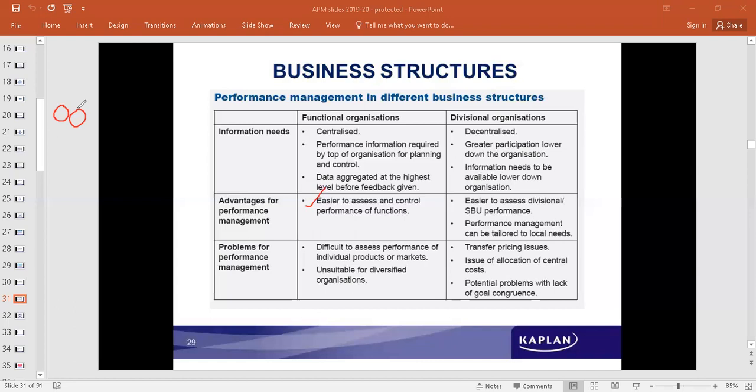What is this concept of goal congruence? See, goal congruence is when everybody works towards the achievement of the common goal. The common goal is the organization goal. When they work towards the achievement of the organization goal, that is called goal congruence. Everybody has to work towards the ultimate goal of the organization.